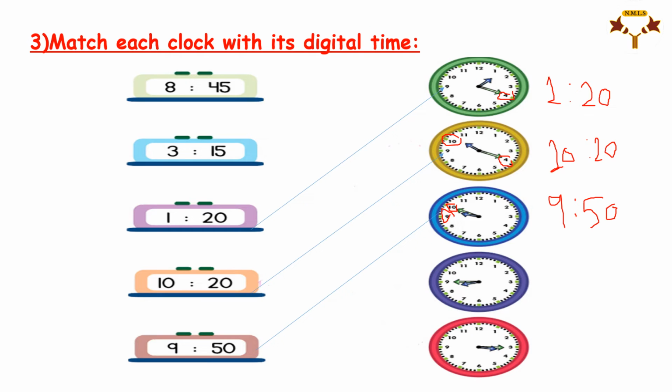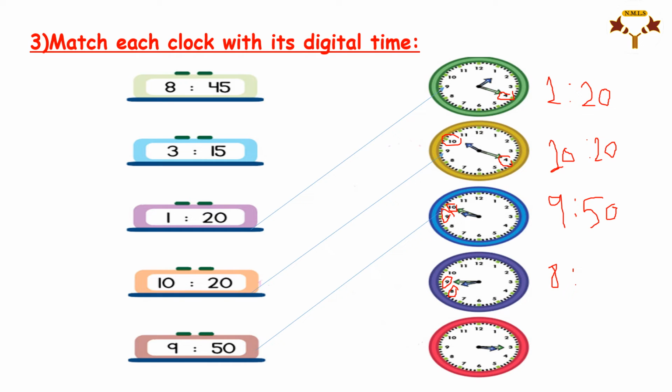The fourth clock, we have two hands. Short hand between 8 and 9. We will take the smallest number, then we will take 8 in hours. And long hand for minutes, it's at 9.